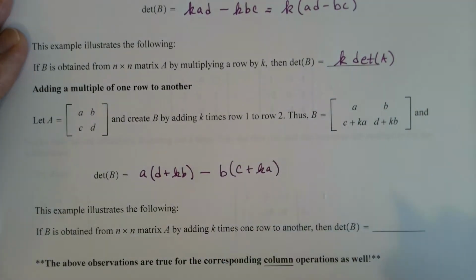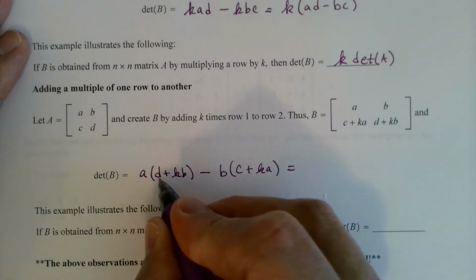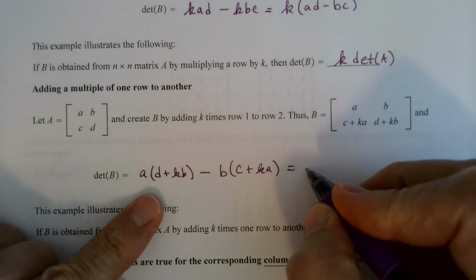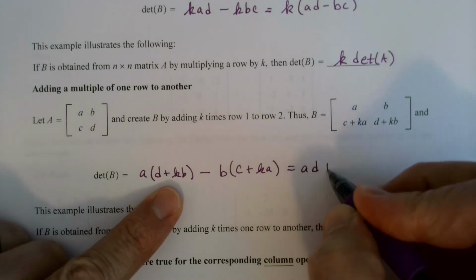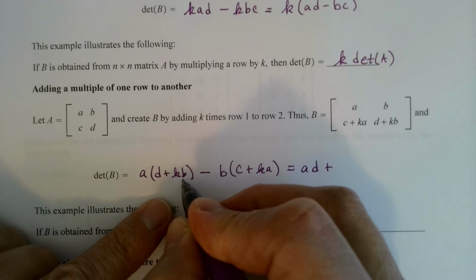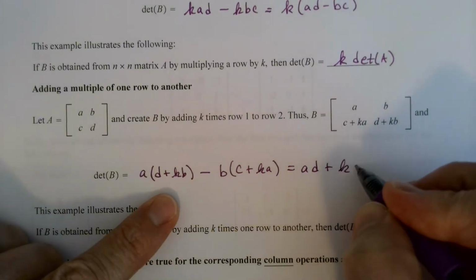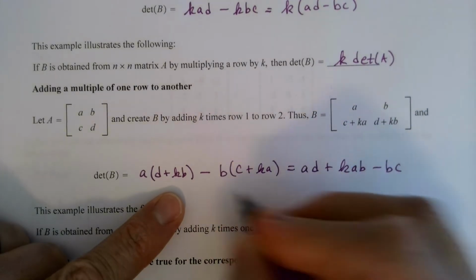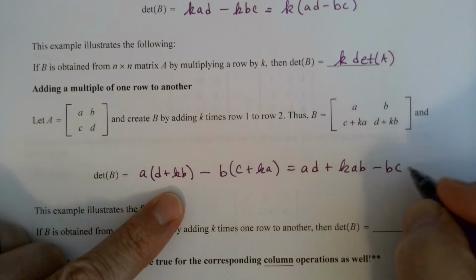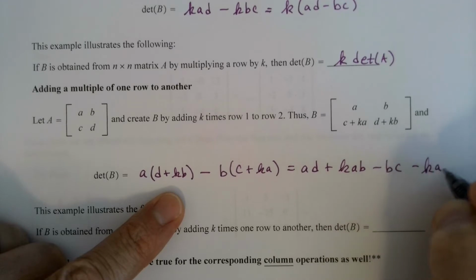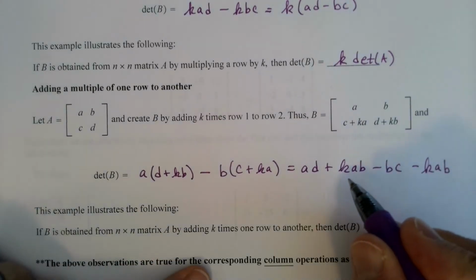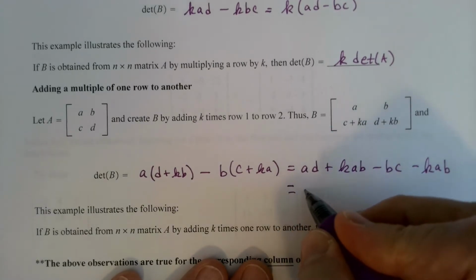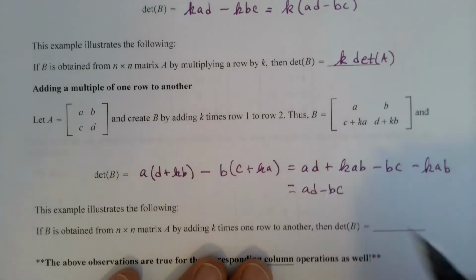Okay. Well, let's clean this up a little bit. I'm going to distribute the A through and the negative B through. So I get AD plus A times KB, which is KAB. I'll write it that way, KAB. And then minus what? B times C, that's minus BC. And then minus B times KA, that's minus KAB. And what do you realize? KAB minus KAB, that's 0. And I'm just left with AD minus BC.